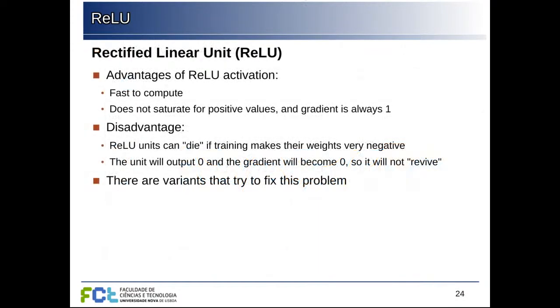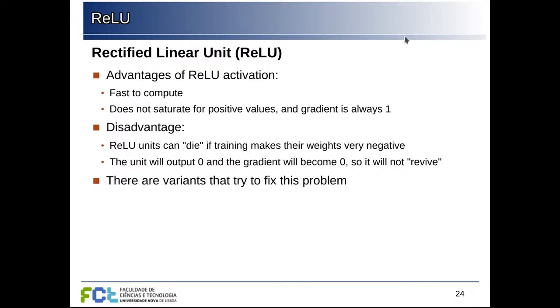So basically, rectified linear units are much better for the hidden layers in deep neural networks than using, for example, sigmoid activations or hyperbolic tangent or that kind of activation functions that saturate. They are fast to compute. They do not saturate for those cases where the neuron is firing, and in those cases the gradient is always 1.